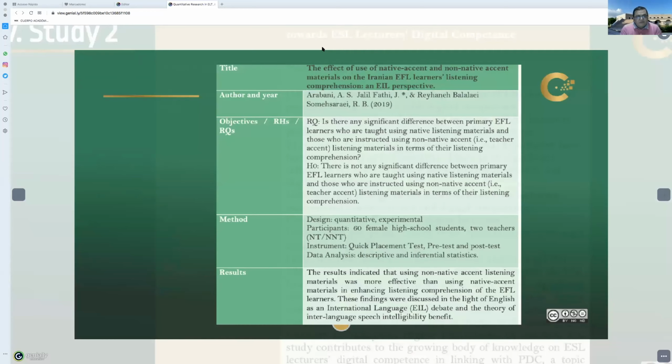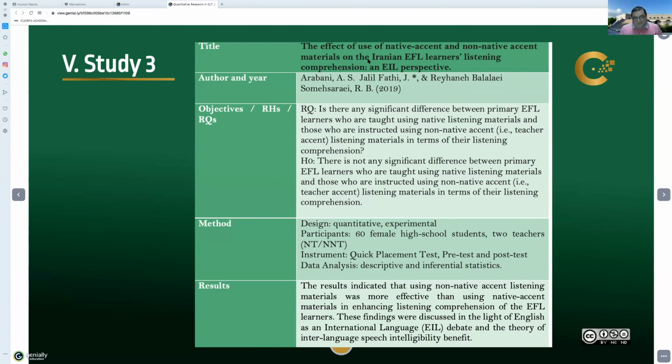So going back to study three, as I said, the method is quantitative. Of course, there is a hypothesis. Normally, as a convention, in experimental designs there should be a hypothesis stated. And the hypothesis is here: there is no significant difference between primary EFL learners taught with non-native listening materials and native materials, non-native accent, in listening comprehension. The research question is related to the hypothesis. There should be consistency between the two of them.